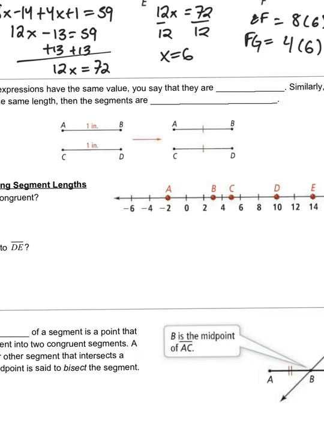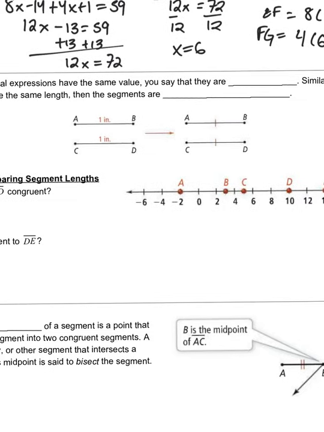So when numerical expressions have the same value, you say that they are equal, and you give them an equal sign. Well, if two segments have the same length, then the segments are congruent. And the symbol that we use for congruent is basically an equal sign with a worm on the top. This is exactly what it looks like. If you look at the bottom here, we have AB and CD, and they're both 1 inch. These little tick marks are the notation that tells me that they are, in fact, congruent.